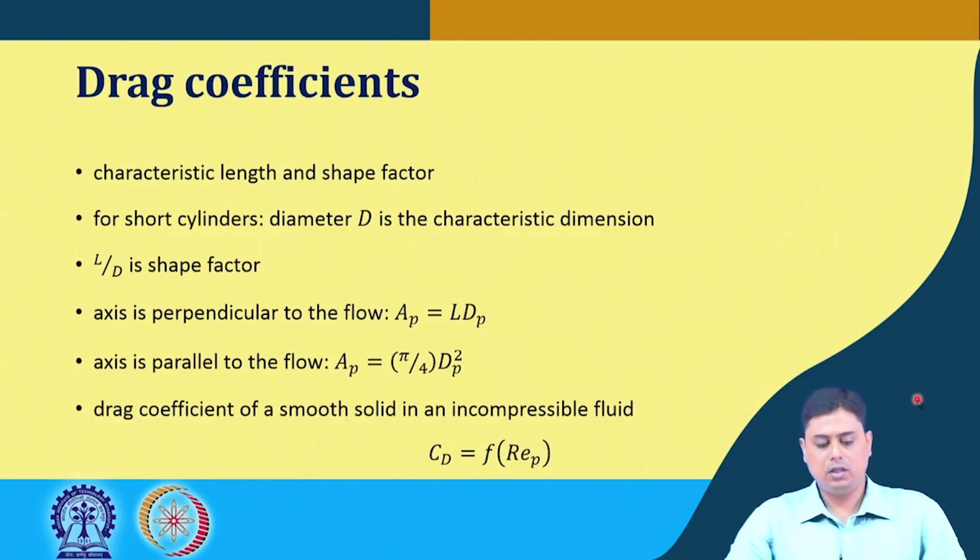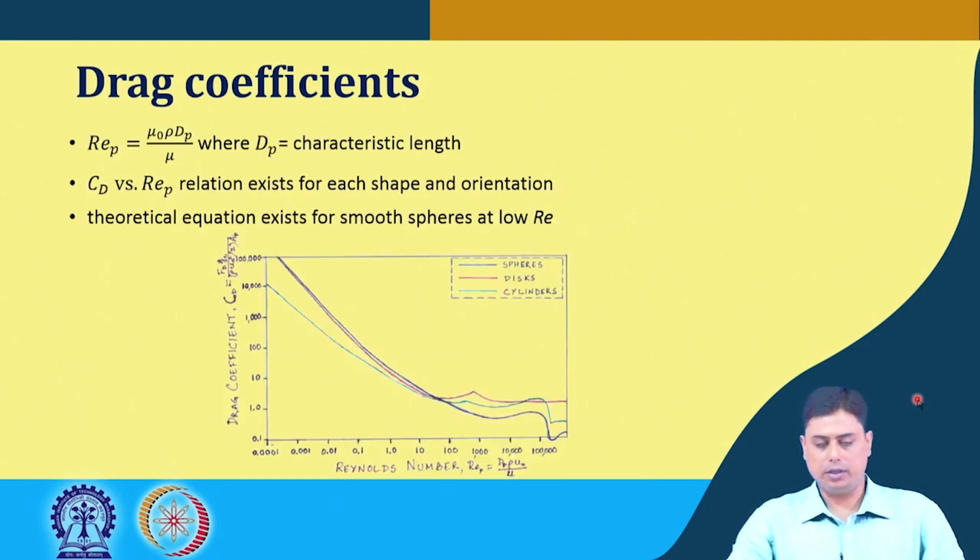because the flow can only see the cross sectional area of the short cylinder. So basically, the drag coefficient of a smooth solid in an incompressible fluid is a function of Reynolds number and its shape factor. So we can understand that this drag coefficient scenario is more complicated than whatever we have seen in the cases of friction factor, because it has several components.